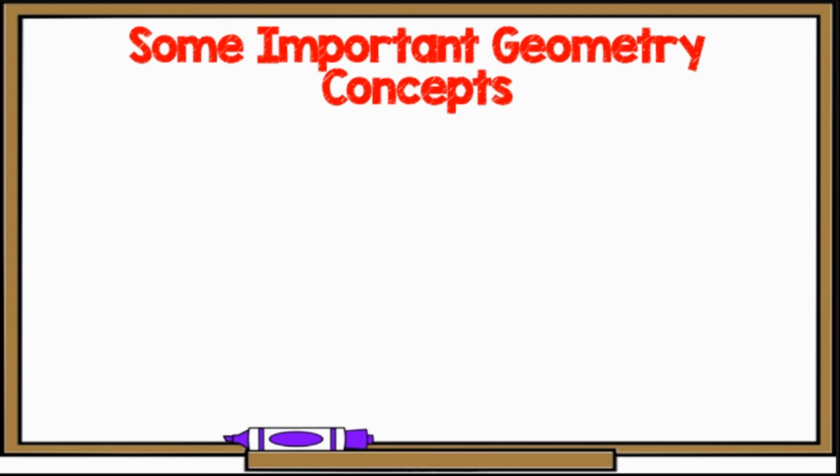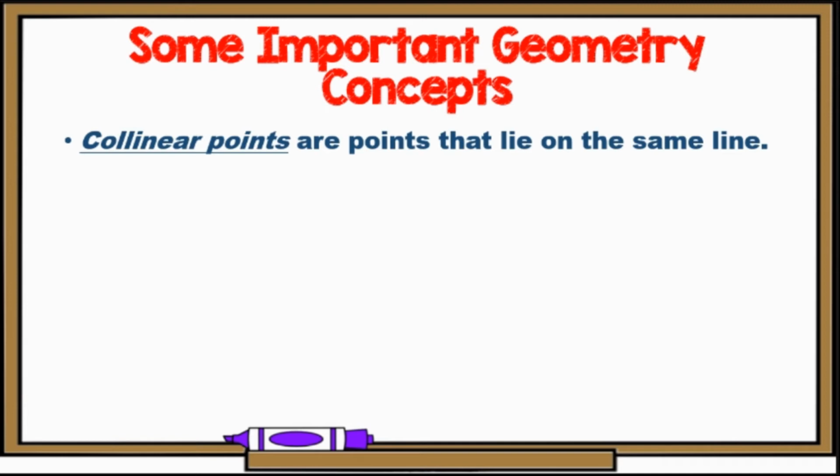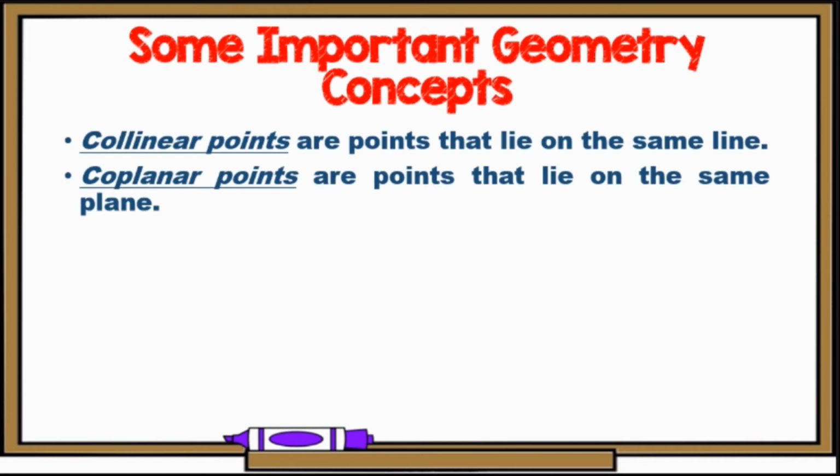Now let's discuss some important geometry concepts. The idea of collinear points. These are points that lie on the same line. If they do not lie on the same line, we call them non-collinear. Next, we have coplanar points. These are points that lie on the same plane.